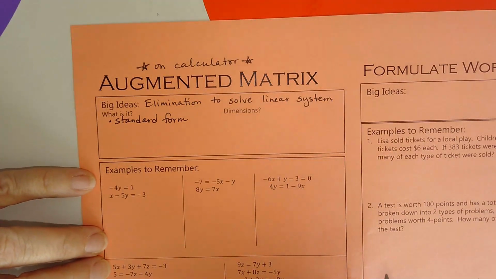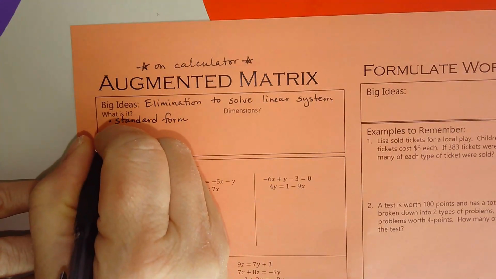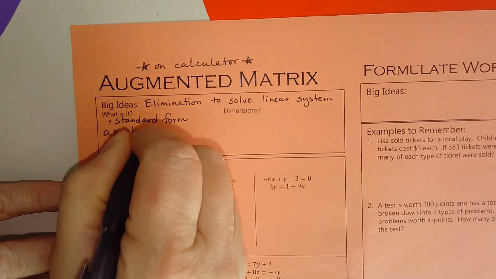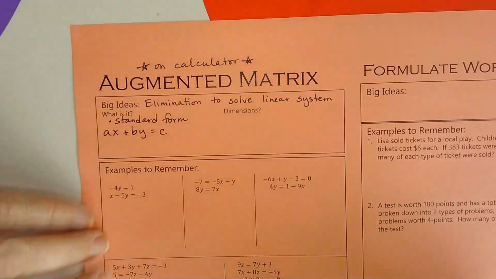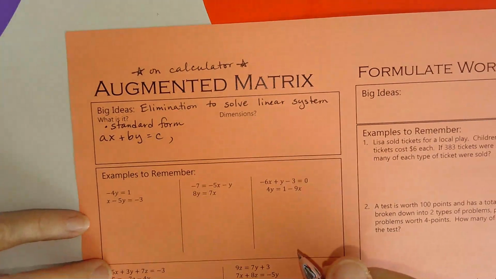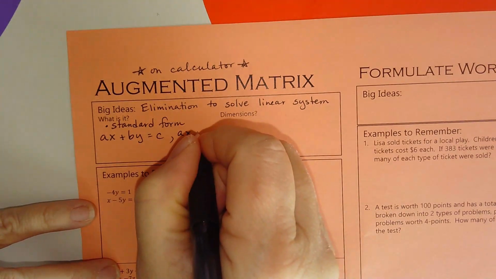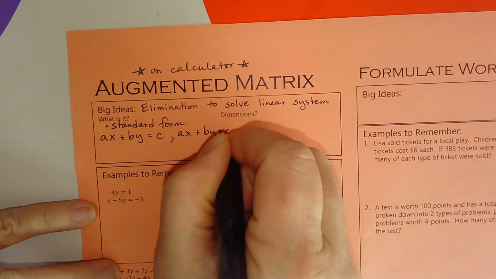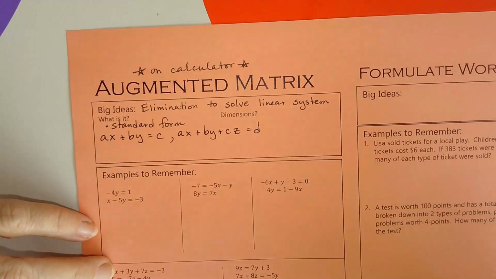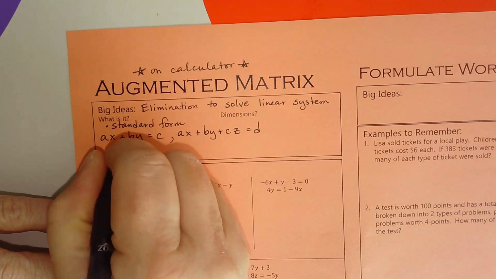Standard form for two variables is ax plus by equals c. But since the calculator will be solving, we can put a more complicated system in. We will have some three variable system, ax plus by plus cz equals d. We'll take all of the symbols out. We'll only use numbers.